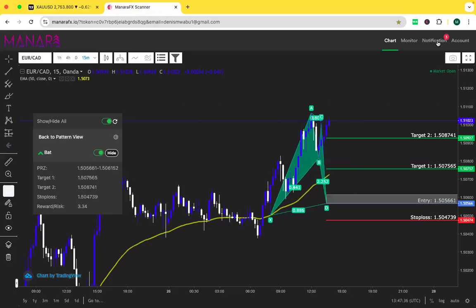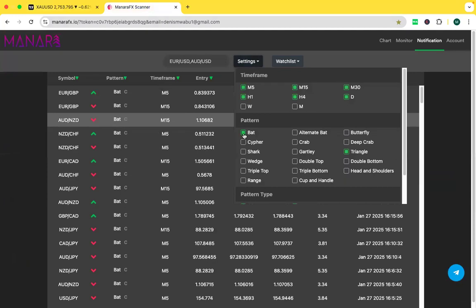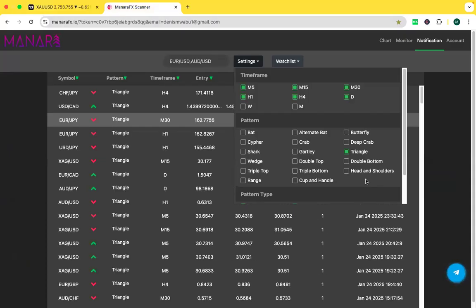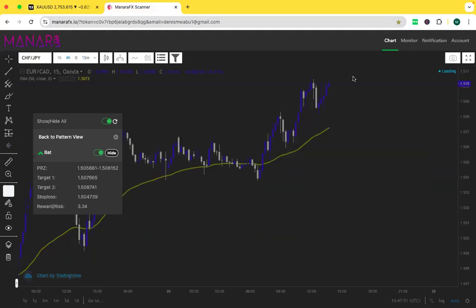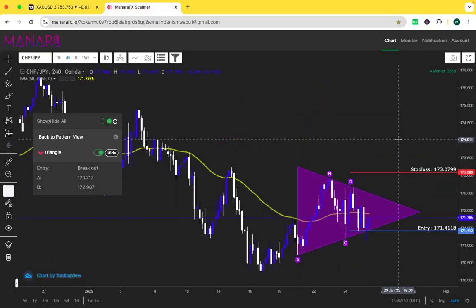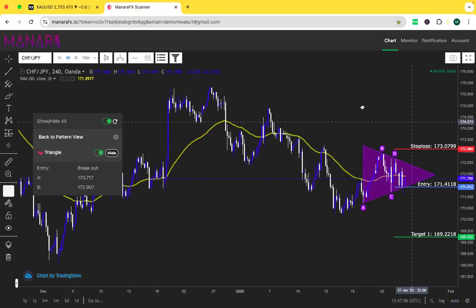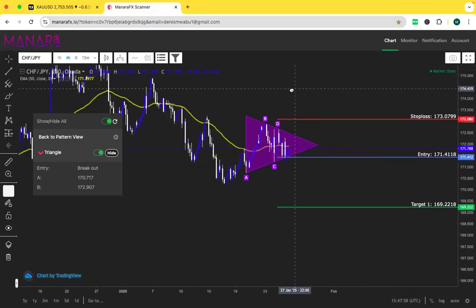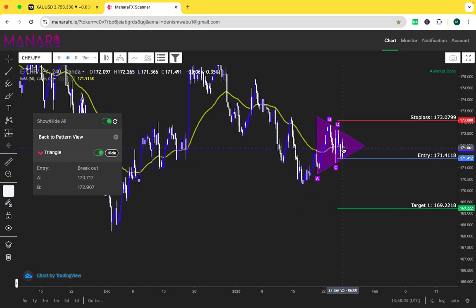Okay, so with Manara, what will be happening is we'll actually be looking at triangles. I love using triangles because for me, they are actually my favorite ones. Okay, if we don't have a signal that has been sent, if it's a triangle, I will not actually be interested in participating in the market. So for example, how do you take this trade? How do you trade? For example, CHFJPY has been shared. You don't want to just come and start entering the sell blindly.